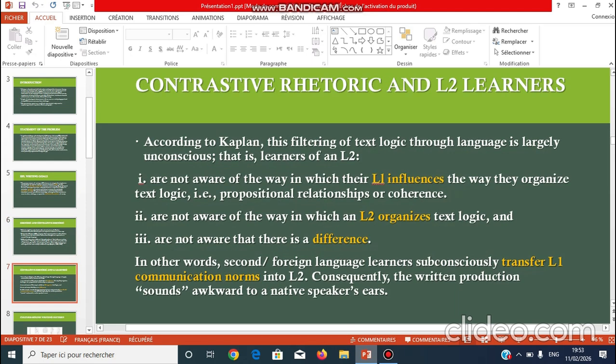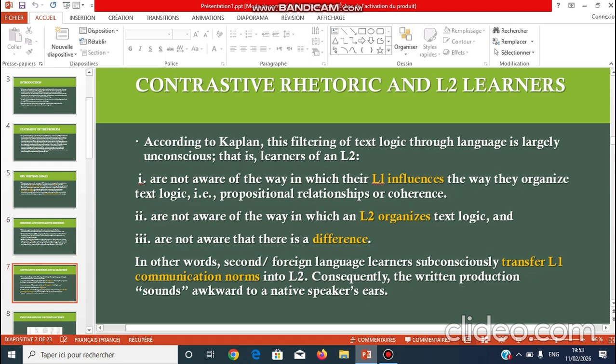Contrastive rhetoric and L2 learner. According to Kaplan, this filtering of text logic through language is largely unconscious. That is, one, learners of an L2 are not aware of the way in which their L1 influences the way they organize the text logic, or what he calls propositional relationship, or what is commonly known as coherence.